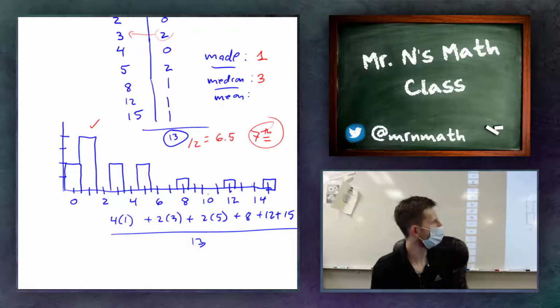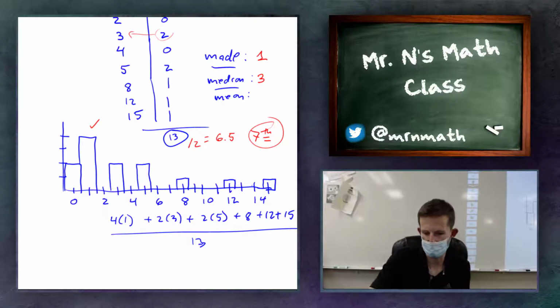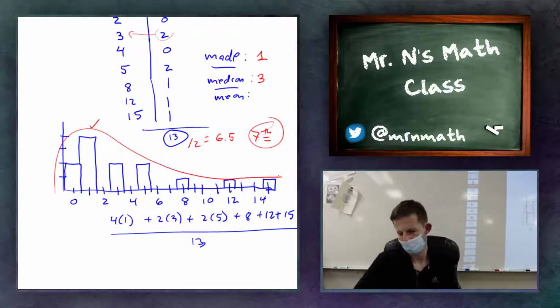By the way, do you expect the mean to be to the right of the median or to the left of the median? So the median is 3. Do you expect the mean to be to the right of that or to the left of that? To the right, because it looks like we have a, what's the shape? Shape of this looks symmetric or skewed? Skewed to the right. Certainly looks that way.